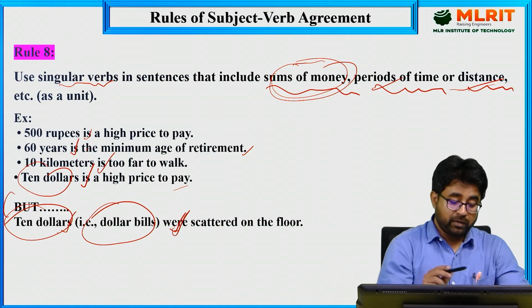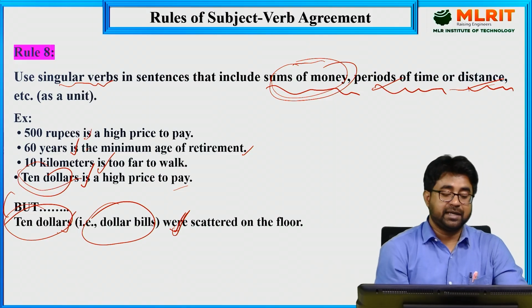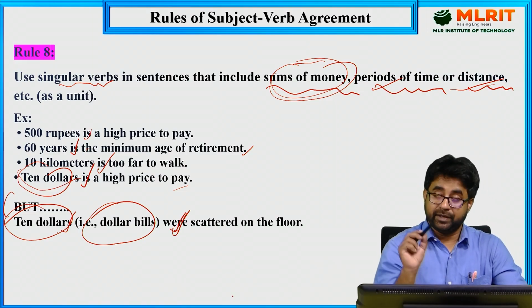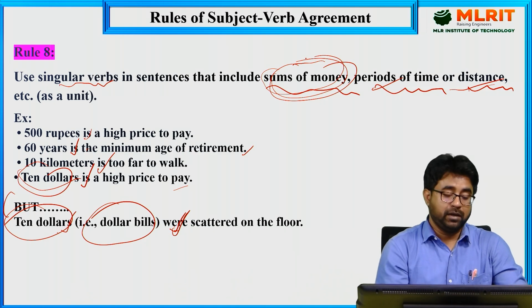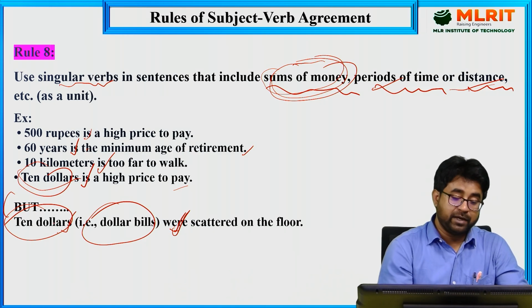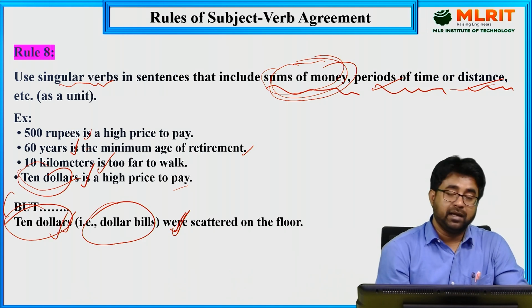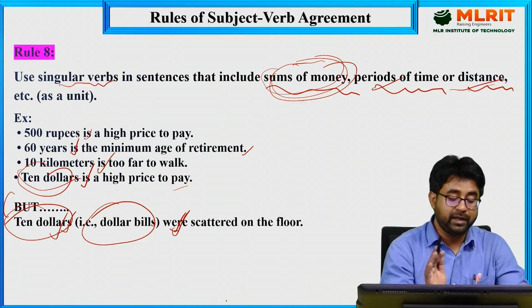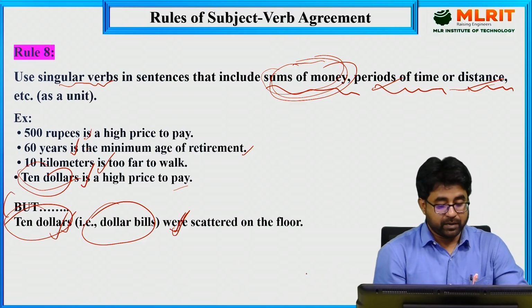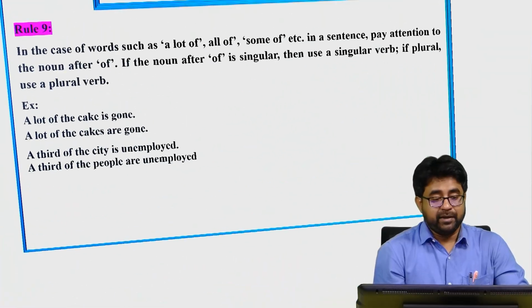Again, if you are dealing with these kinds of sentences, you need to understand whether you are talking about a sum of money or you are trying to convey some other sense. Like here, I'm trying to convey that I'm talking about $10 bills. So there are many $10 bills. Right?